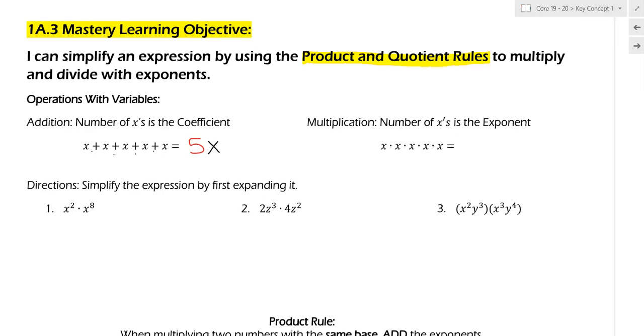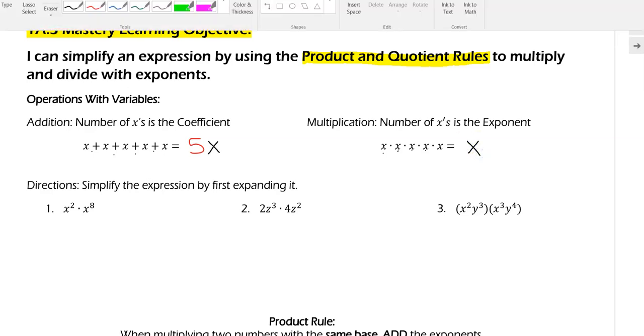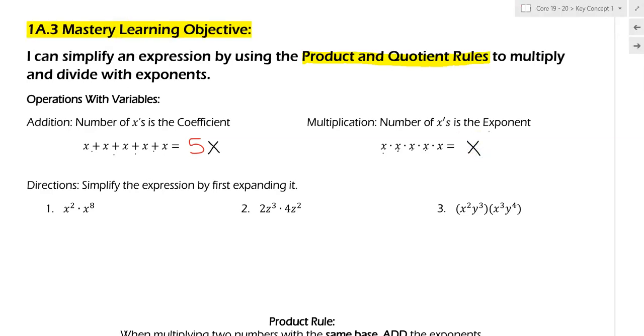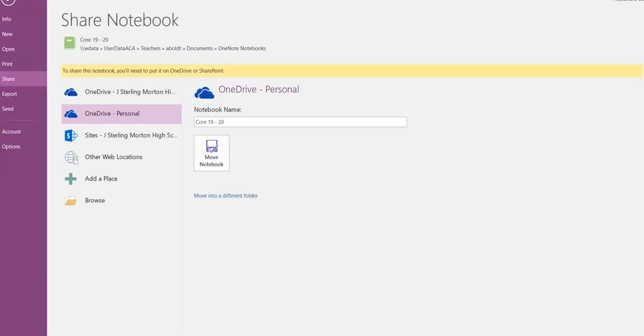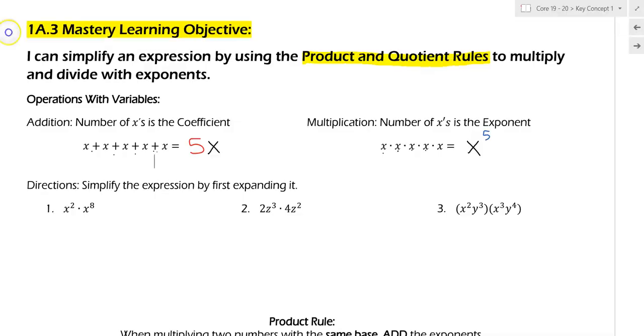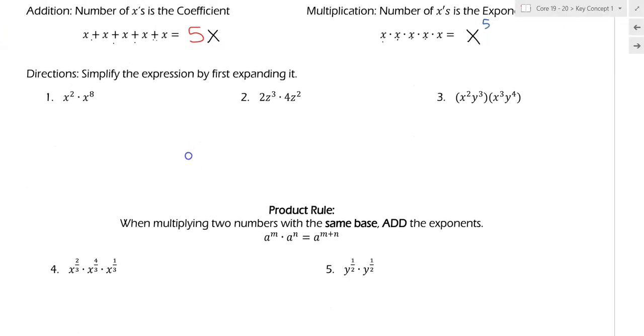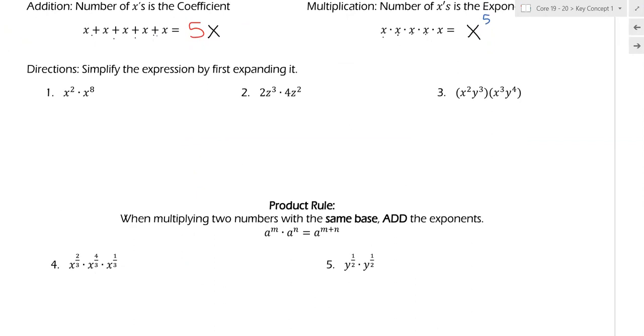With multiplication, the number of x's is the exponent. So here I have 1, 2, 3, 4, 5 x's being multiplied. So that's x to the 5th. Okay? So be very careful with adding versus multiplying. So let's look at some examples here of what eventually is going to become our power rule.